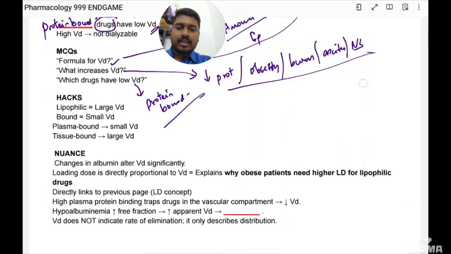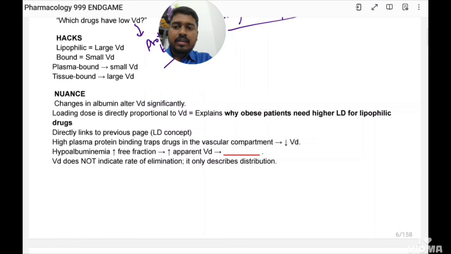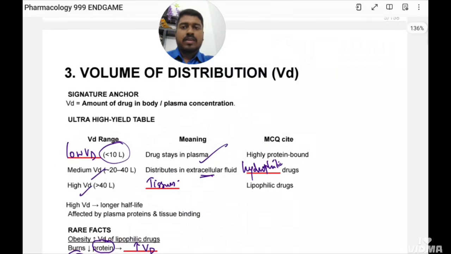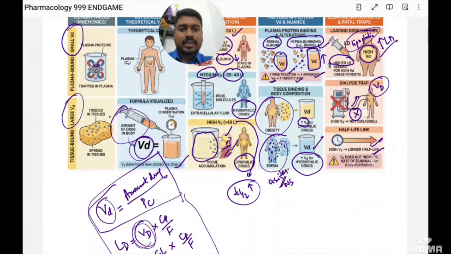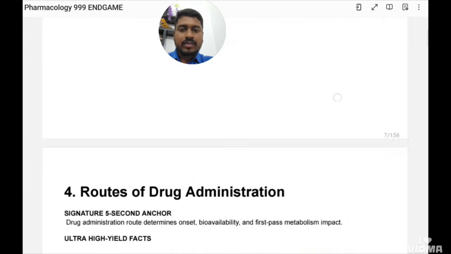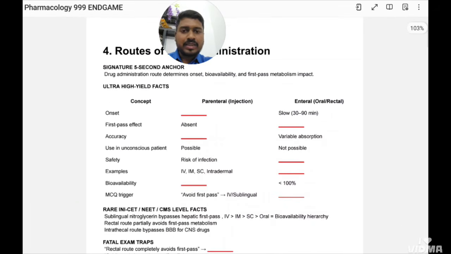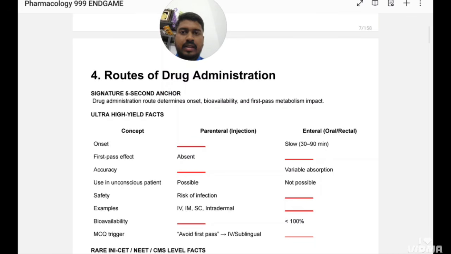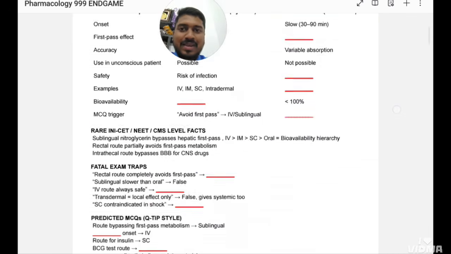Next, hypoalbuminemia: increased free fraction of the drug, increased apparent volume of distribution leads to toxicity of certain drugs. Not all drugs. So I guess volume of distribution is explained clearly to you guys. Next we'll go to routes of administration, a simple topic, yet you shouldn't lose marks in this topic.